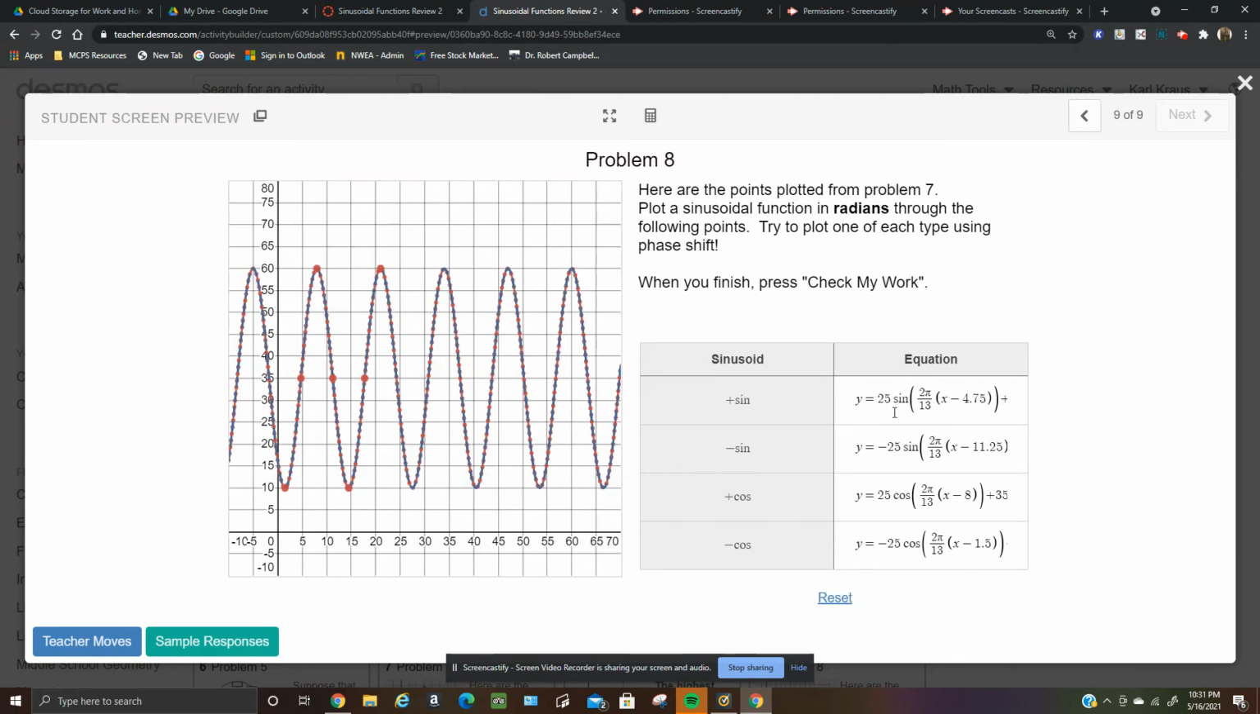So 25 sine of 2 pi over 13 times x minus 4.75 plus 35. Negative sine: everything is the same except for this negative and the 11.25. Cosine: everything's the same except the starting point is at 8. And negative cosine: everything the same except for the negative, and the starting point is at 1.5.